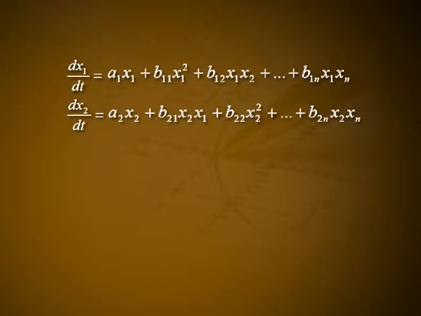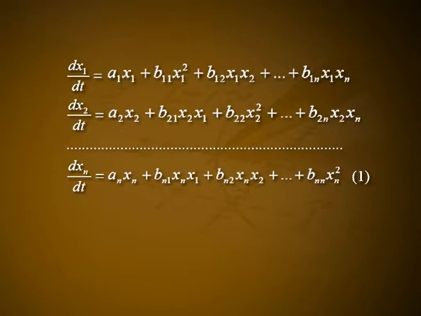Multi-species models. We can consider the model represented by the system of differential equations dx1/dt = a1 x1 + b11 x1^2 + b12 x1 x2 + etc. + b1n x1 xn. dx2/dt = a2 x2 + b21 x2 x1 + b22 x2^2 + etc. + b2n x2 xn. dxn/dt = an xn + bn1 xn x1 + bn2 xn x2 + etc. + bnn xn^2.